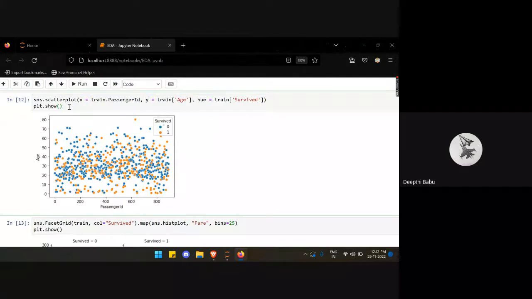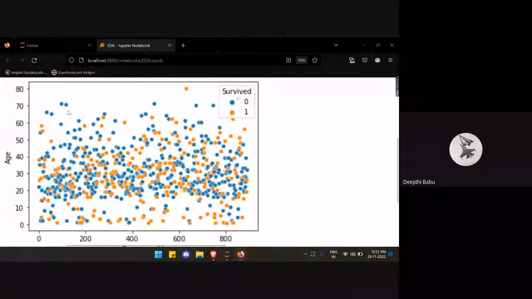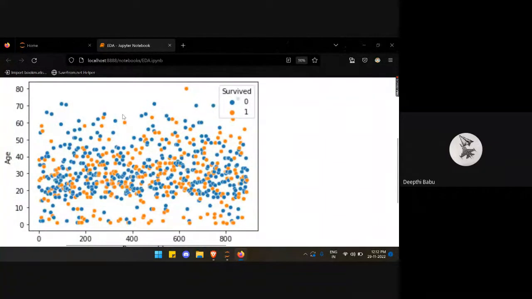This is the scatter plot of your passenger ID and your age. It basically says that a blue dot means they have not survived, and an orange dot means they have survived. You can see these blue dots are those who have not survived, and the orange dots are those who have. You can see that they have been mixed very equally.